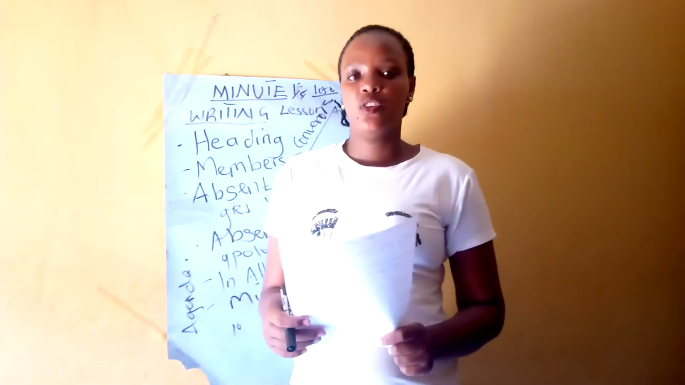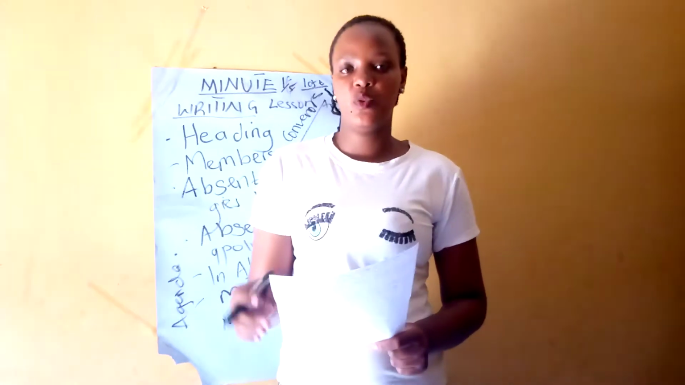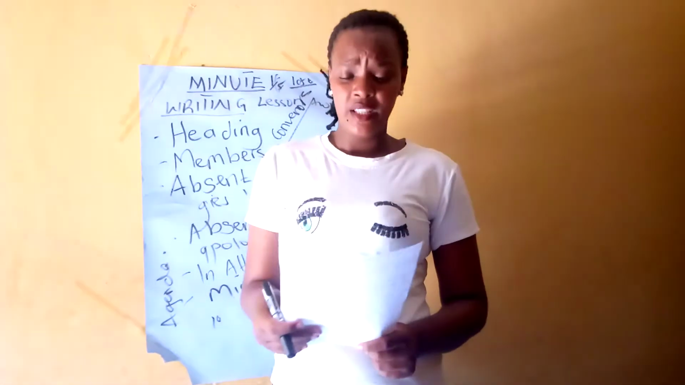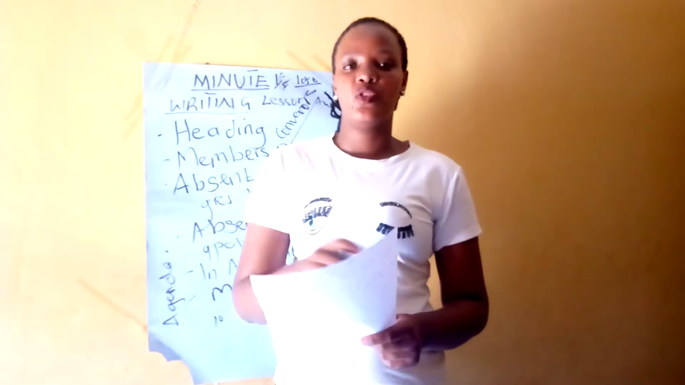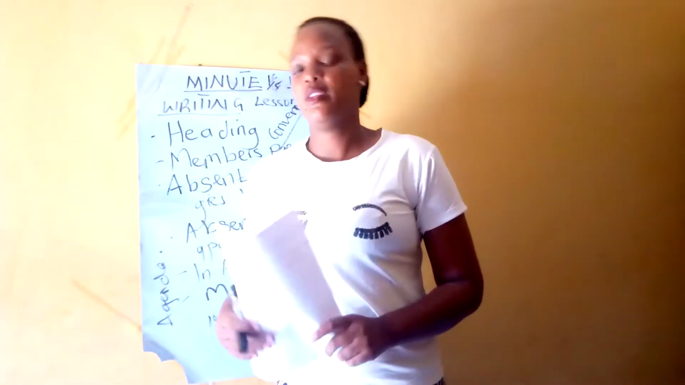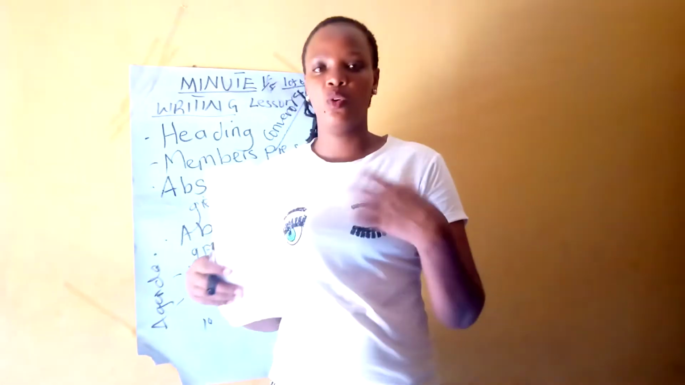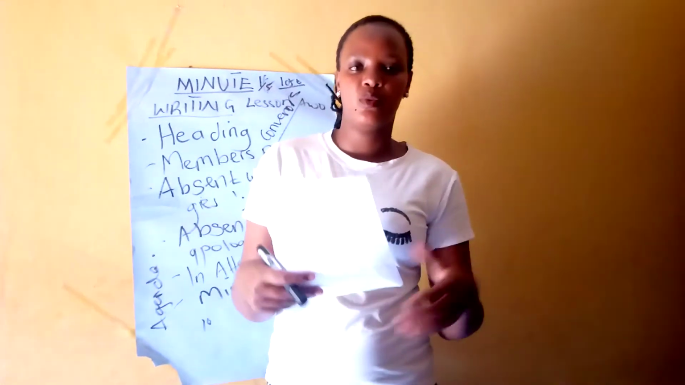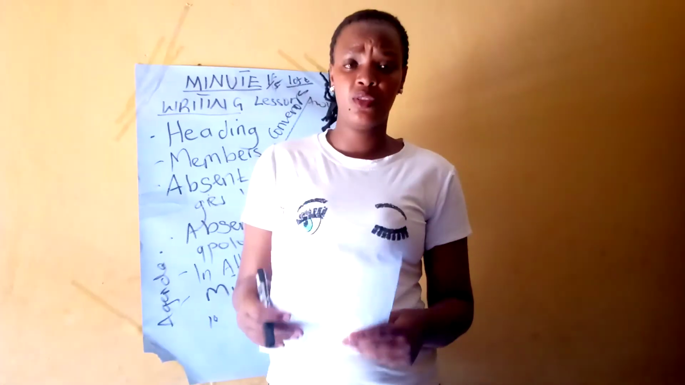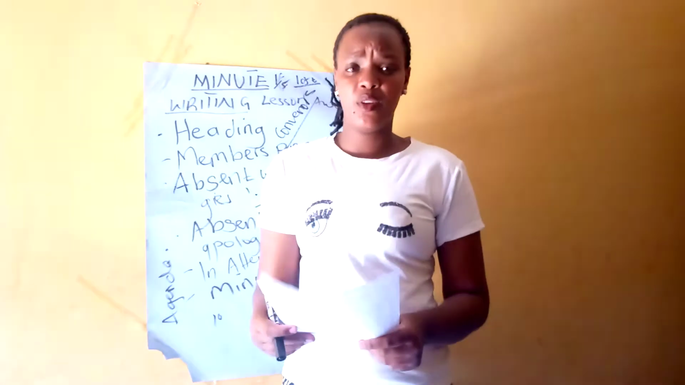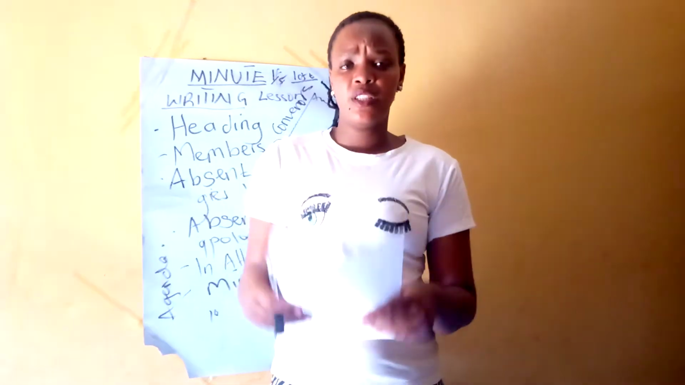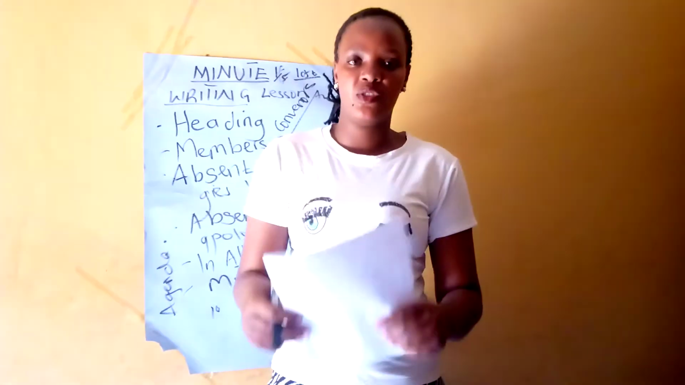For the first lesson, we looked at informal letter writing, which was under functional writing. For informal letter writing, we saw addresses, titles, and headings. But today we are going to look at minute writing. Minute writing consists of the written records of the proceedings of a meeting.